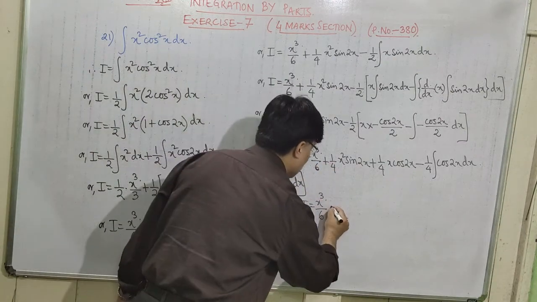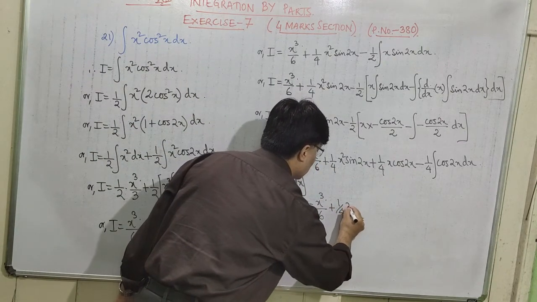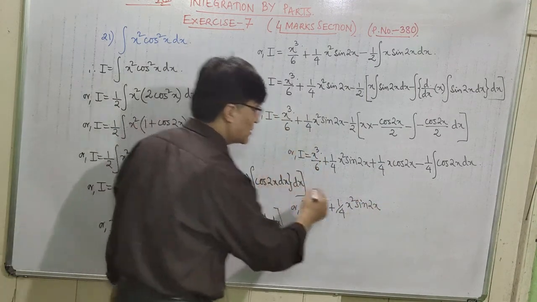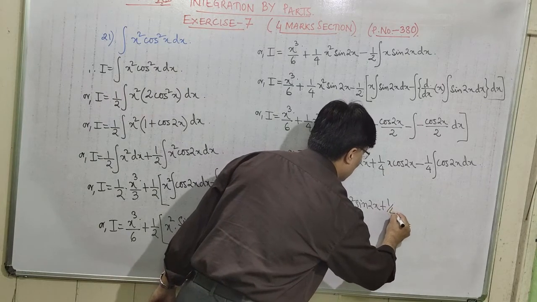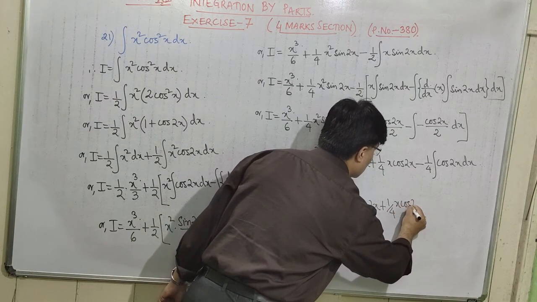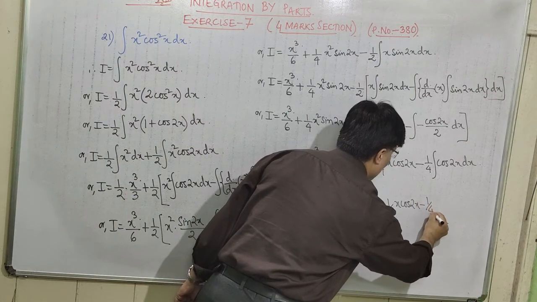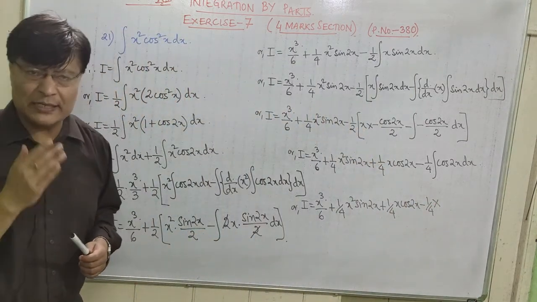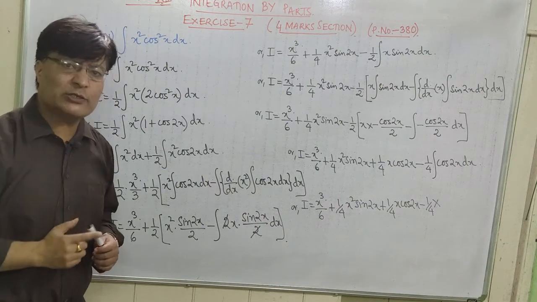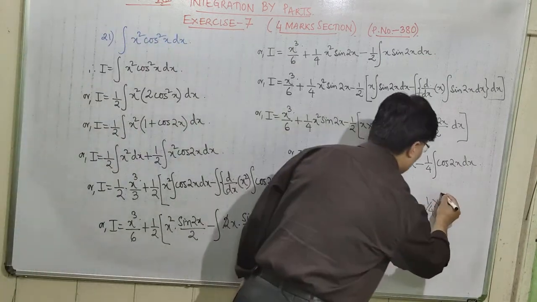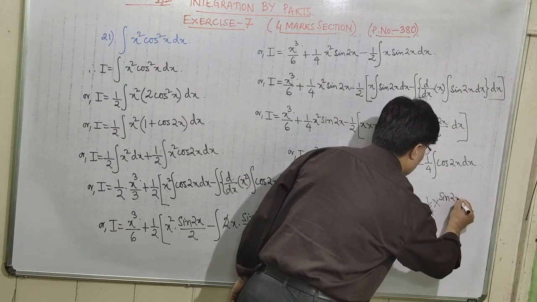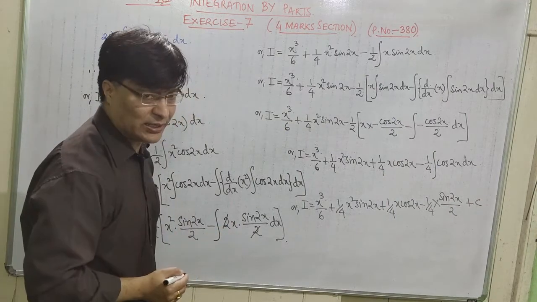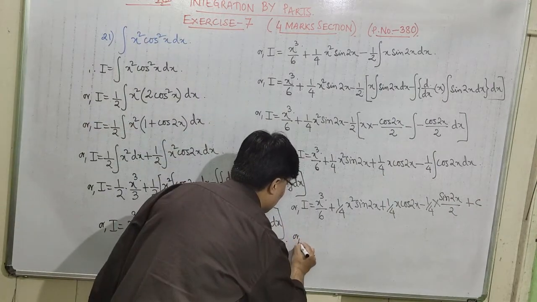So next, I is equal to x cubed by 6 plus 1/4 x square sine 2x. The third term is kept as it is, 1/4 x cos 2x, minus 1/4 into, what is integration of cos 2x? That is, differentiation of which function gives cos 2x? It is sine 2x by 2. Then what do we write? Plus c.